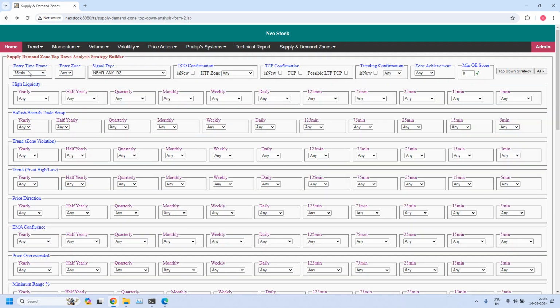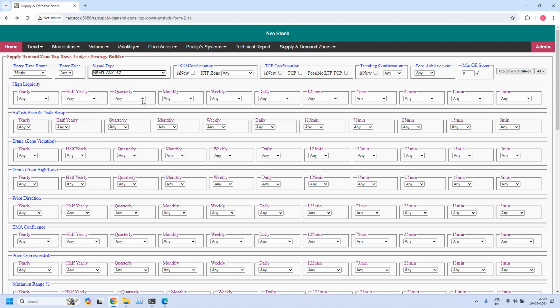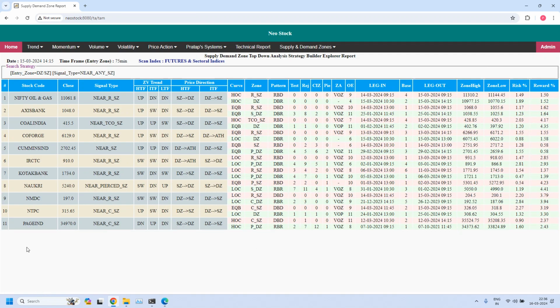So now let's go back. For 75 minutes time frame, let us find the stocks near 75 minutes supply zone. 11 stocks are filtered. We need to identify high liquidity supply zones from this list. Nifty oil and gas sector is a high liquidity supply zone, but it is an index. We don't trade indices, but still somebody can trade with the help of ETFs, exchange traded funds, though they are available only in the cash segment.